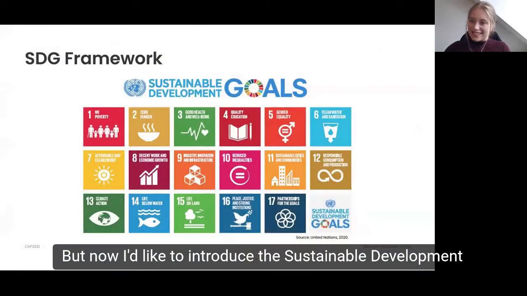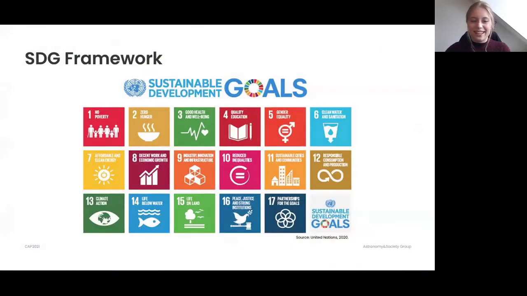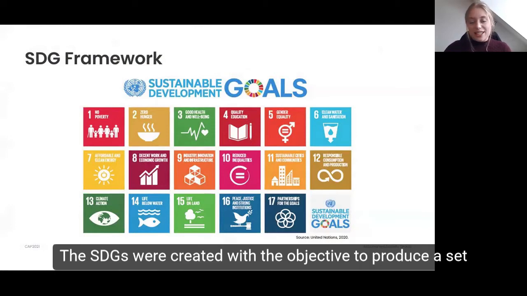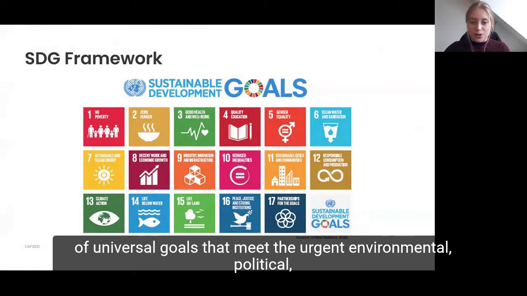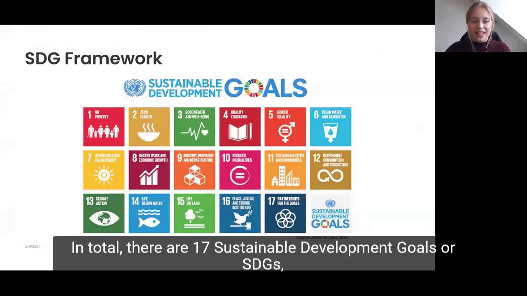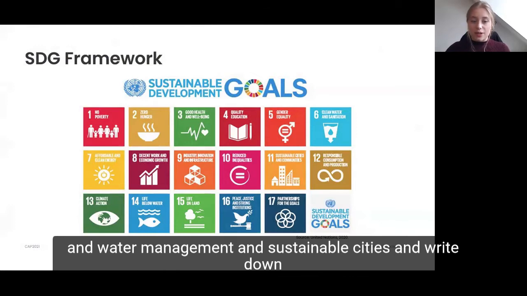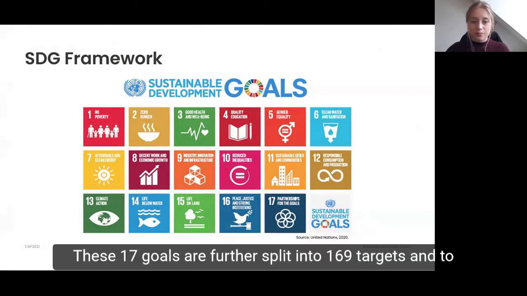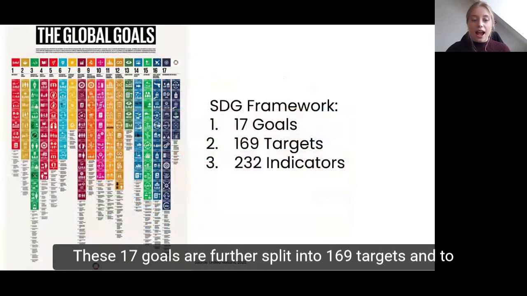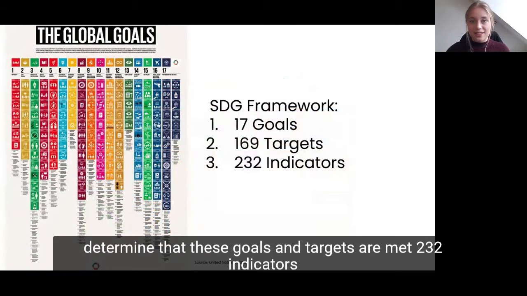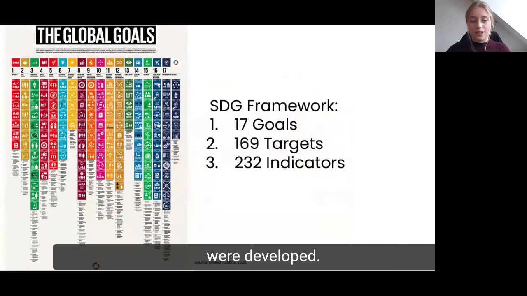But now, I'd like to introduce the Sustainable Development Goal Framework. The SDGs were created with the objective to produce a set of universal goals that meet the urgent environmental, political, and economic challenges facing our world. In total, there are 17 Sustainable Development Goals, or SDGs, covering aspects from health, poverty, education, to land and water management, and sustainable cities, and right down to sustainable consumption. These 17 goals are further split into 169 targets. And to determine that these goals and targets are met, 232 indicators were developed.